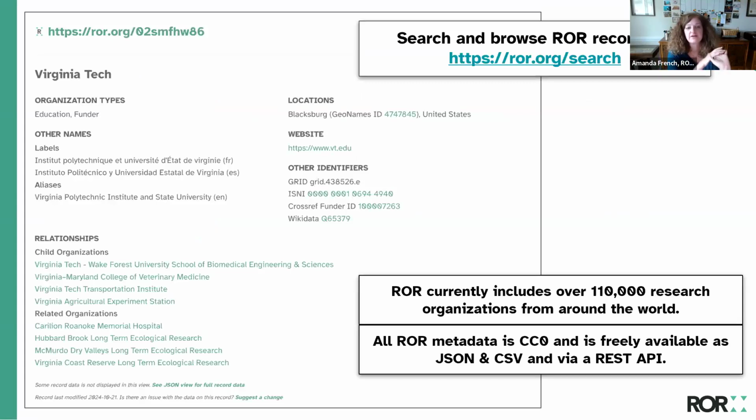Here's a sample ROR record for Virginia Tech, where I actually used to work. And Virginia Tech's official name is Virginia Polytechnic Institute and State University. But of course, very few people call it that. This record should make it clear that ROR IDs, like DOIs and like ORCIDs, aren't just identifiers. The true value of these IDs is that they are associated with rich metadata about the entities that they identify.